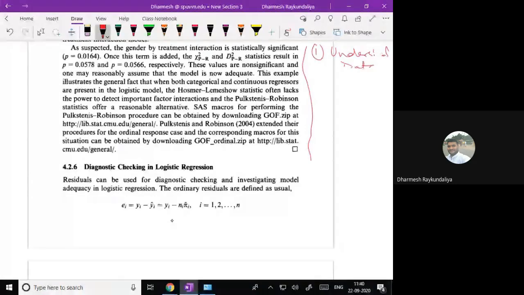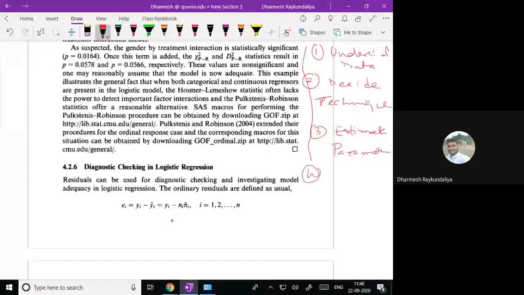Second step is to decide the technique. Which technique is possible? What is the third step? Once the technique is decided, estimate the parameters of the regression coefficient, whatever that.